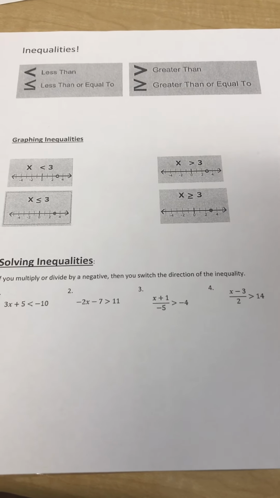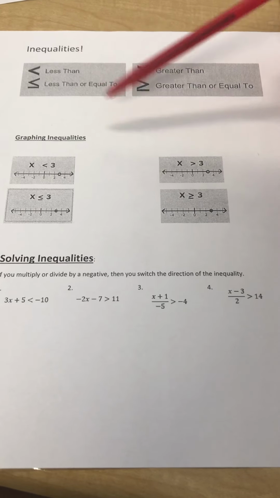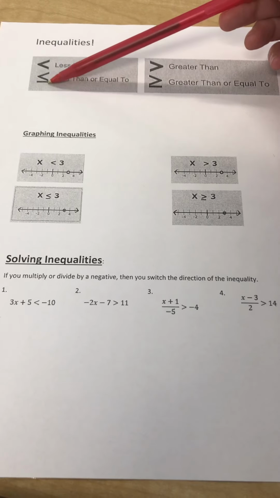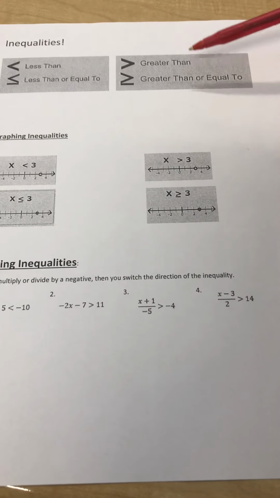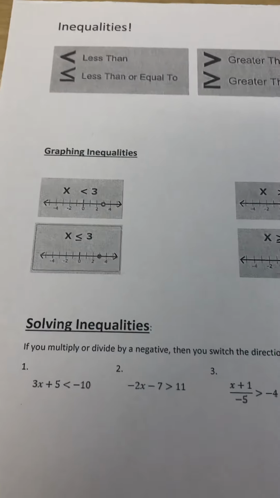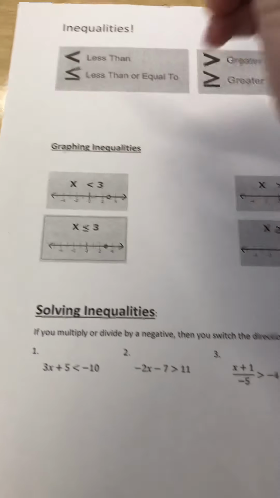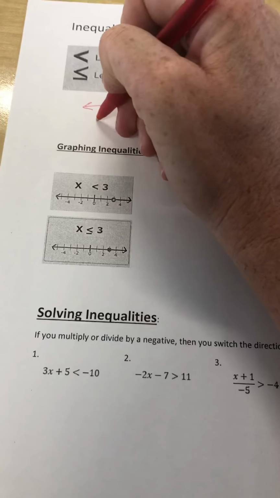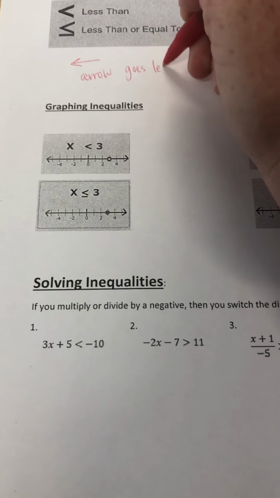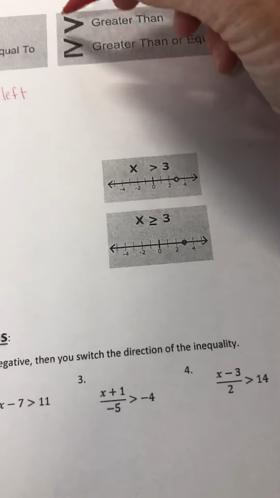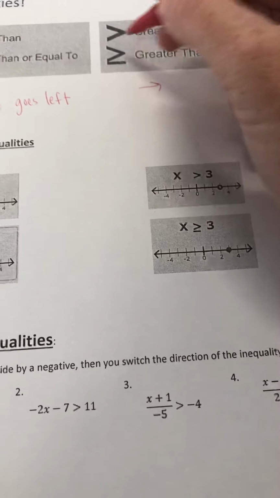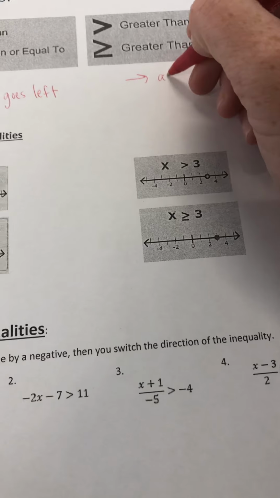For inequalities, what we're trying to do is decide how to graph. So right here we have less than and less than or equal to. You can see this one has a little extra line. Greater than and greater than or equal to. What's great is if your variable is on the left side, this arrow tells you to go left. If your variable is on the left side and it's going this way, greater than or equal to, we can see that the arrow itself says go right.